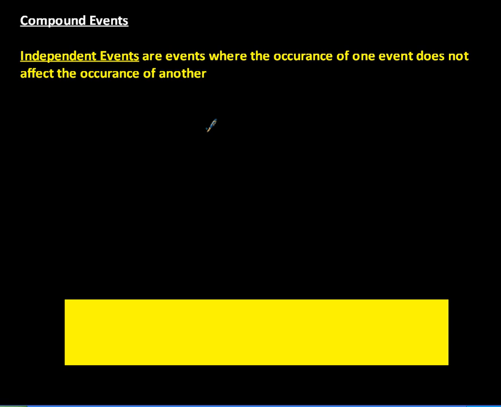Hi guys, we're going to continue our work in probability today. We're talking about compound events. Compound events are just when we have more than one event that has been combined together to make up our sample space. And we're going to have a look at what we call independent versus dependent events. So we're going to have a look at some independent ones first.